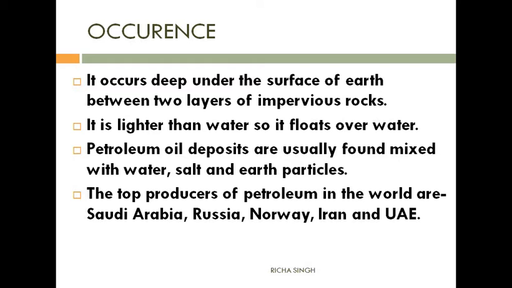It occurs under the surface of the earth between layers of impervious rock. Impervious means non-porous, not porous in nature. It is lighter, so it floats on the surface, and it is found with water, salt and other earth particles. Therefore, it is known as crude oil, and once it is cleaned, it is known as petroleum. Top producers of petroleum in the world are Saudi Arabia, Russia, Norway, Iran and UAE.